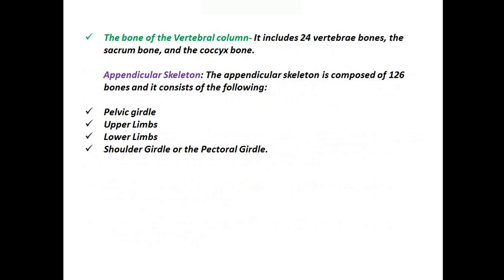Okay, now it's time for the second division of the human skeleton, which is the appendicular skeleton. The appendicular skeleton is composed of 126 bones, and it consists of the following: pelvic girdle, upper limbs, lower limbs, and the shoulder girdle or the pectoral girdle.